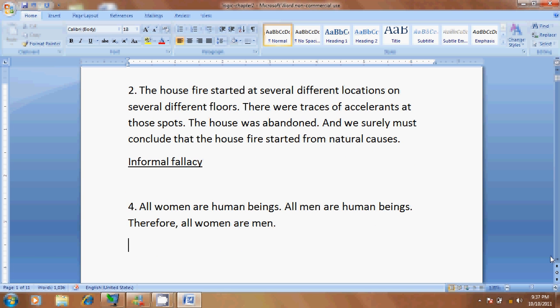Okay, all women are human beings. All men are human beings. Therefore, all women are men. Now, this uses these all statements, so it's a categorical syllogism. All women are, all men are. It's two premises to one conclusion. It's attempting to be a categorical syllogism. Essentially, what we have is a deductive argument, but it is the form, because all women are human beings, and all men are human beings doesn't mean they are part of the same group. And so that makes it a formal fallacy.